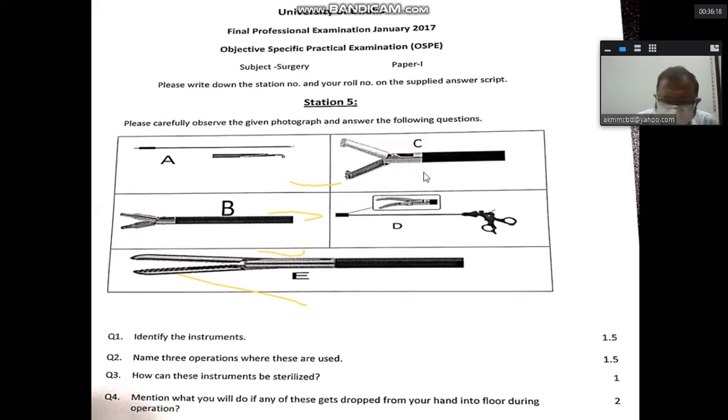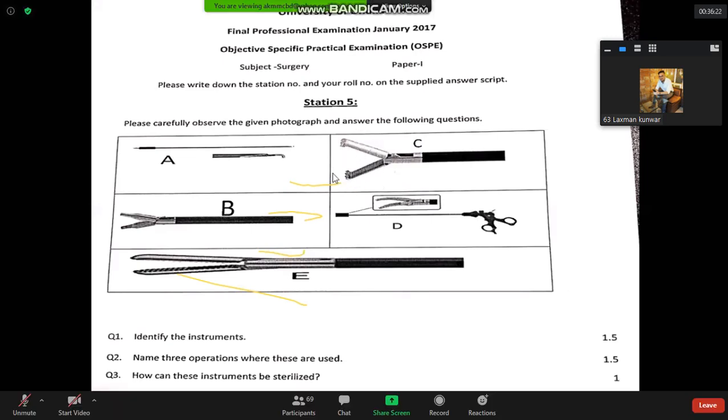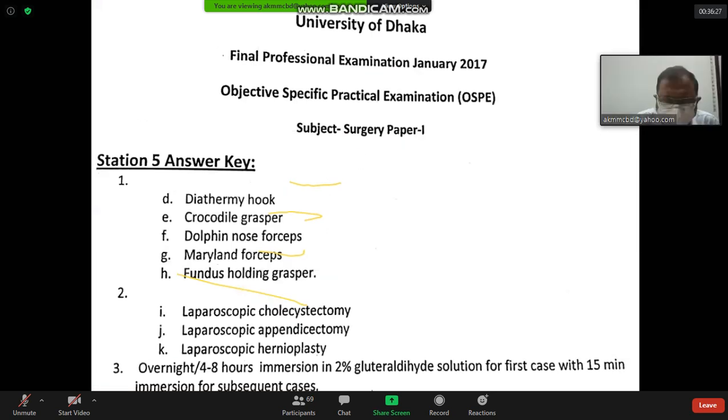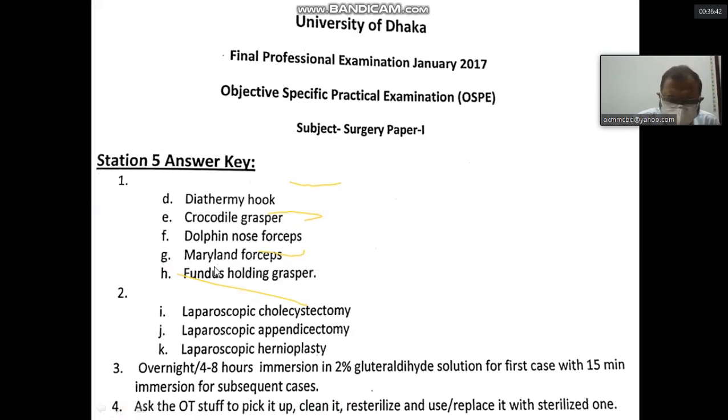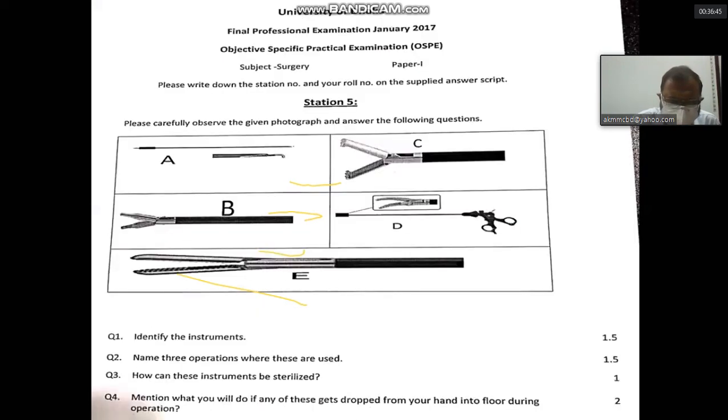Number C is, sir, crocodile. This is the crocodile grasper. And number D, Maryland grasper. Maryland, very good. Maryland forceps. Number E is fundus holding grasper. Very good.